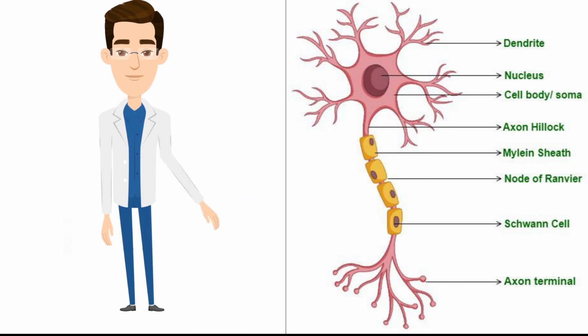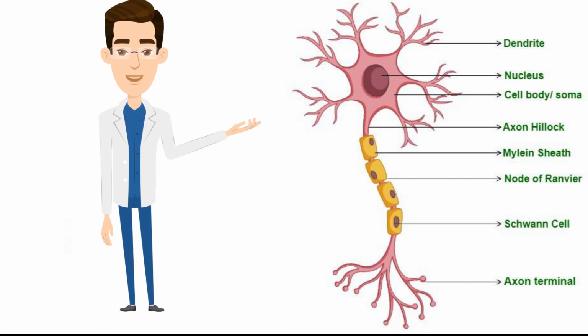Synapse: the tiny gap between the axon terminal of one neuron and the dendrite of another neuron. This is where neurotransmitters are released to pass signals between neurons.